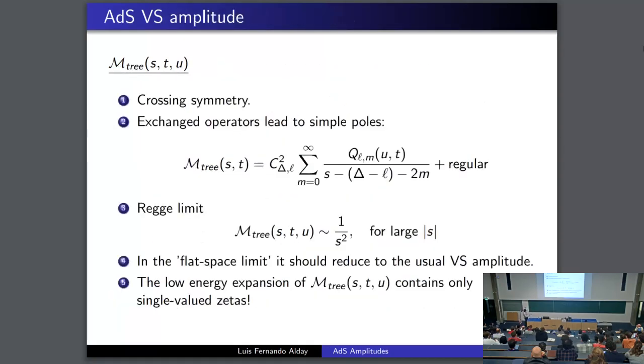So now, the full list of conditions are the same as the conditions 1 to 4, the same 4 conditions we had before, but in addition, the low energy expansion of M3 contains only single-valued zetas. Okay? Very nice. So now, I have to tell you one more thing, and then I will give you the final result for our proposal, and we will see what are the conclusions of that.